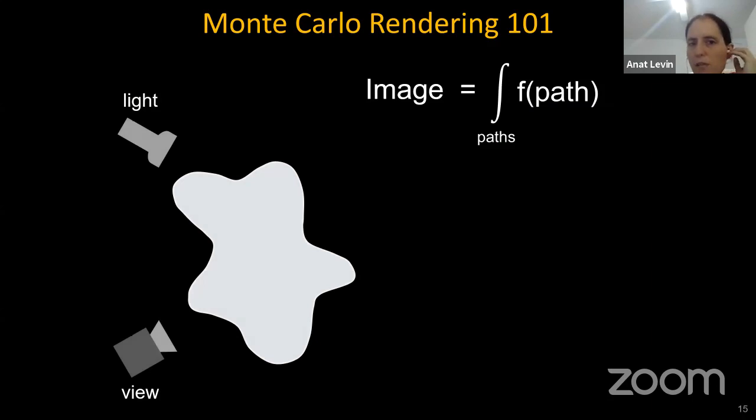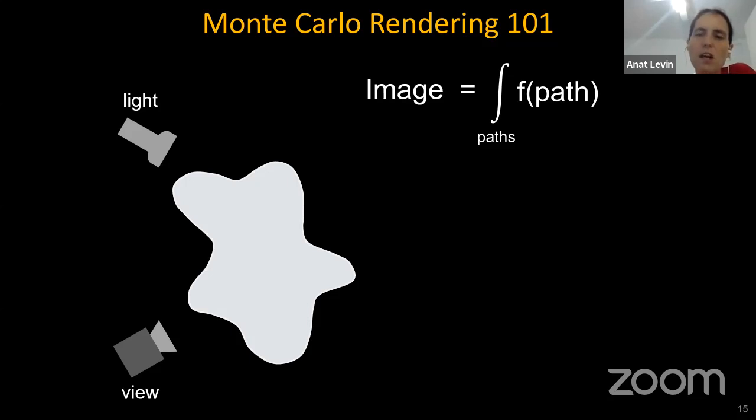So maybe I'll start with a very quick review of what we do in standard Monte Carlo algorithms when we try to render intensity. And then we'll discuss what we need to change if we want to render covariance and not intensity.